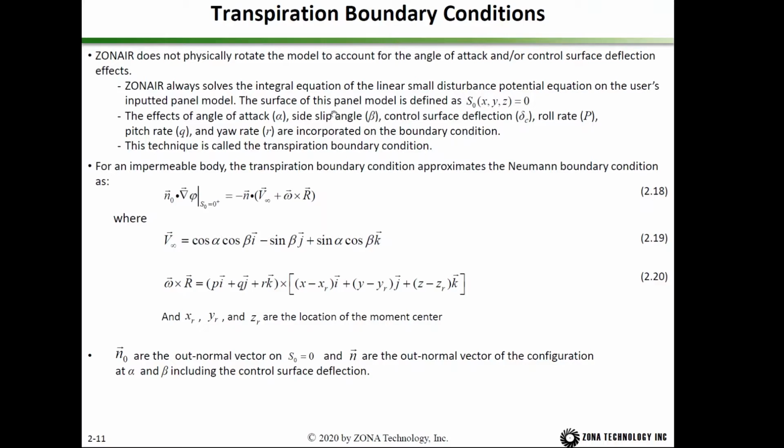And ZONAIR uses the transpiration boundary condition. ZONAIR does not physically rotate the model to account for the angle of attack or control surface deflections. ZONAIR always solves the integral equation of the linear small disturbance potential equation on the user input panel model. The surface of this panel model is called S0. And the effects of angle of attack, sideslip angle, control surface deflection, roll rate, pitch rate, and yaw rate are incorporated in the boundary condition. This technique is called the transpiration boundary condition.